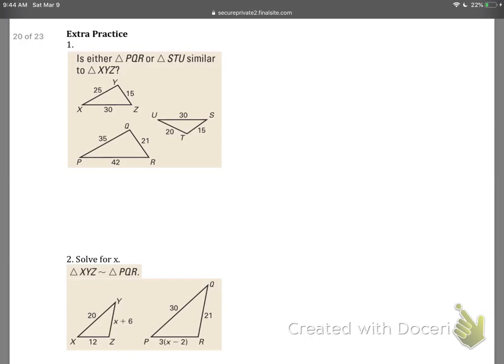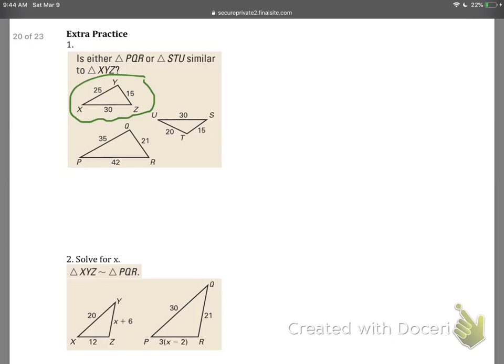Okay, so here they want to know, is triangle PQR similar to STU, or is it similar to XYZ? So this is the gold standard: figure out what's similar. Because I'm looking at the shapes, I'm going to have to test these other two.